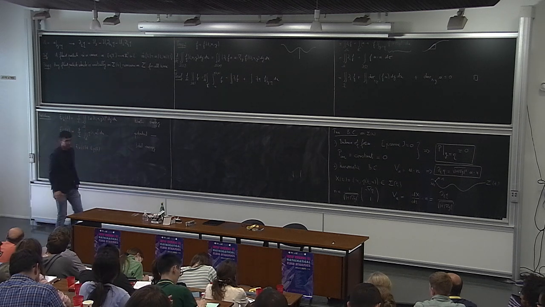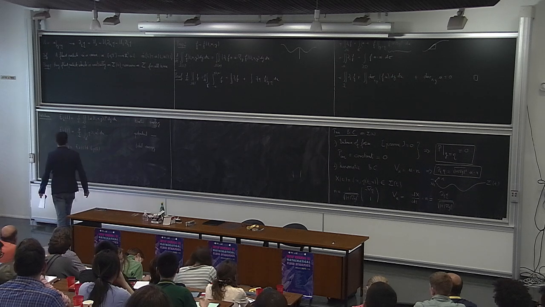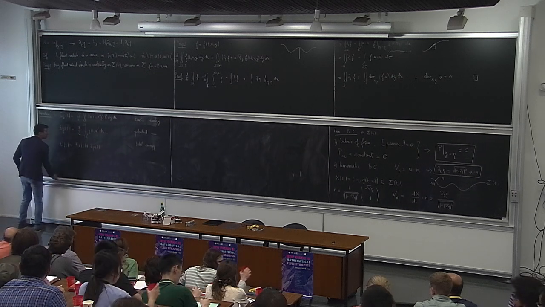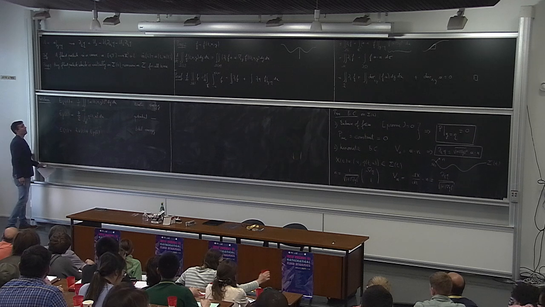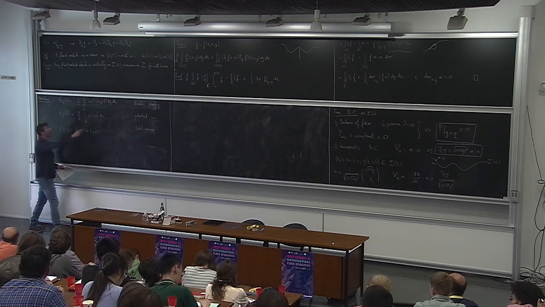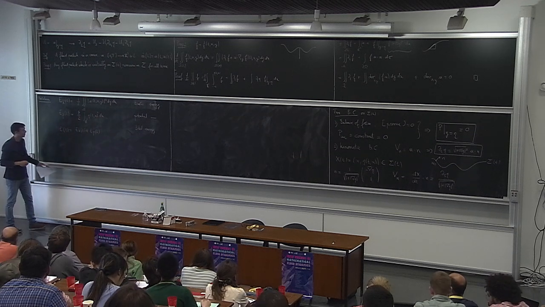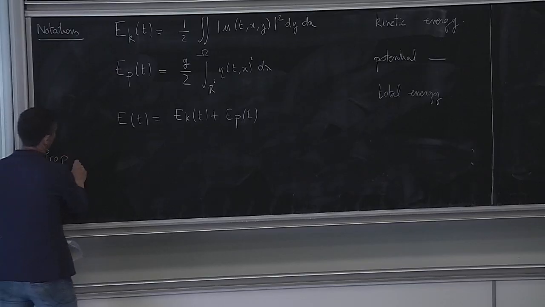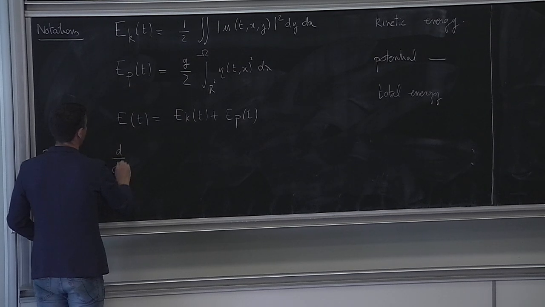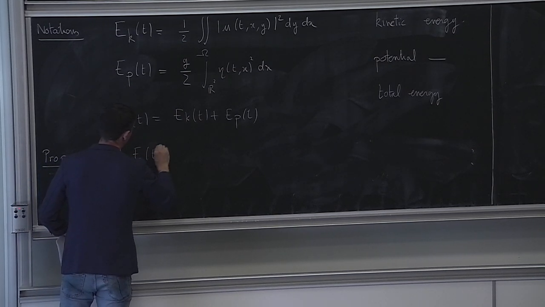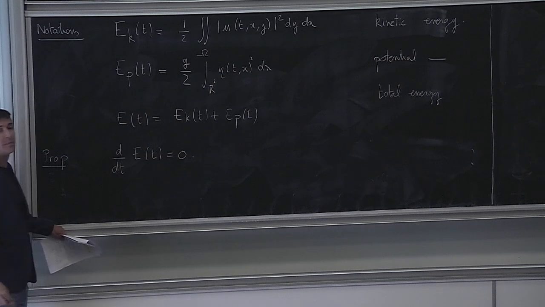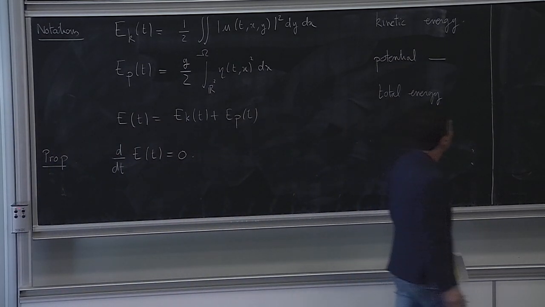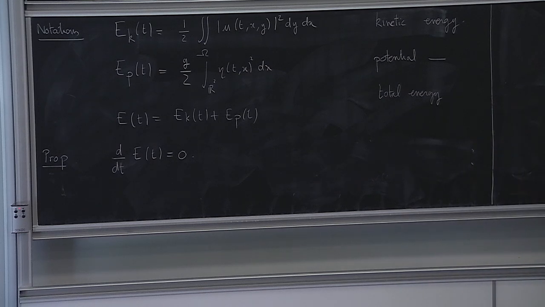Okay. So you have the kinetic, potential, and total energy. And observe that they are quadratic quantities. Of course, there is this result that the total energy is preserved. It's of course a well-known fact, and its proof is an easy consequence of the previous proposition.